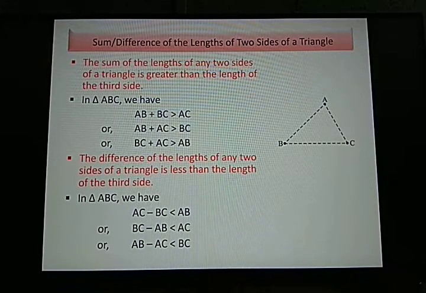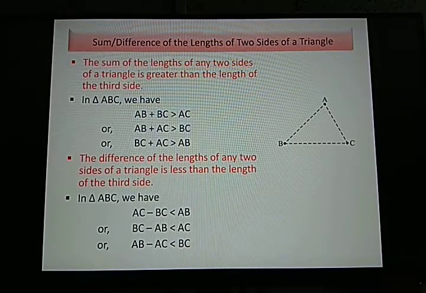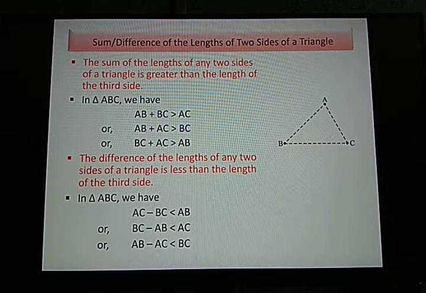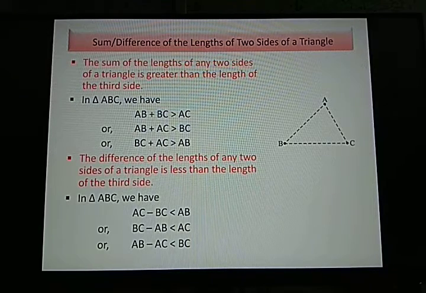So what I mean to say is that if we take the difference of the lengths of any two sides of a triangle, it will be less than the length of the third side. Clear? Now moving on to some examples. These examples will make the concept that we have learned just now much clearer.